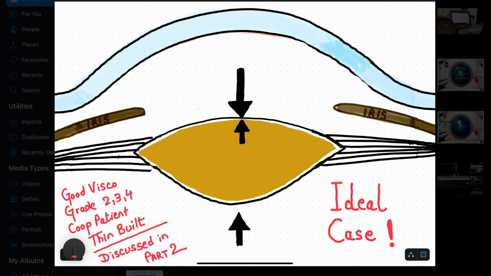So this was part 1 about the prerequisites of a successful rhexis. In part 2 of the CCC series, I am going to show you a real case and how to create a flap, the progression of a flap, and how to take the flap and make a good CCC. In part 3, we are going to take intumescent cataracts.